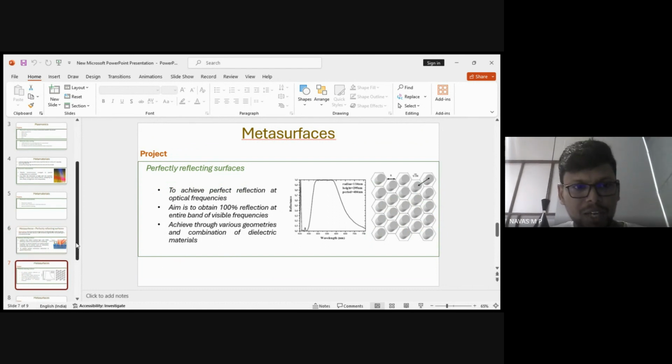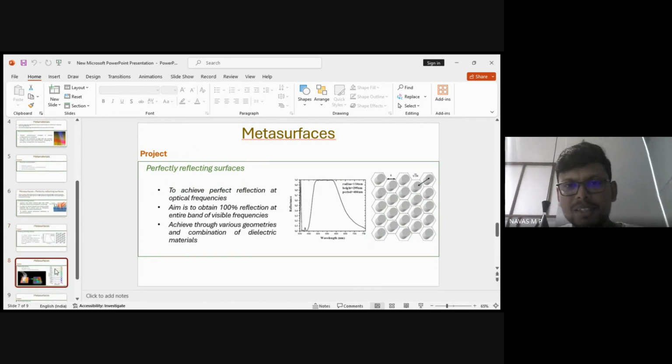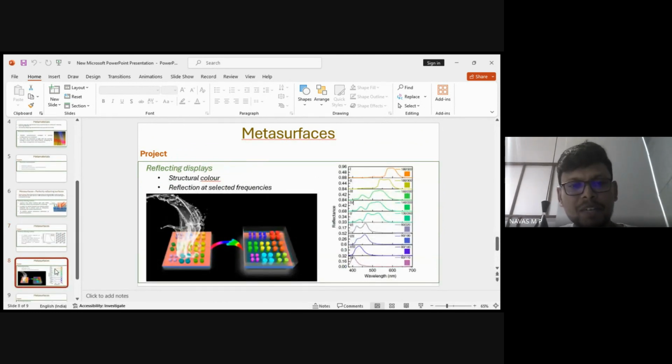Similar to this one, we have one more project where we are using this kind of perfectly reflecting material. But the property of this material is that it is not a broad band of perfect reflection. Rather, we have perfect reflection at a particular wavelength only. So here you can see that we have a perfect reflection only at violet. Here we have perfect reflection at blue. Like that, we have perfect reflection at different wavelengths. So these can be used as reflecting displays. Our aim in this project is to find which material or which combination of materials is suitable for each wavelength.